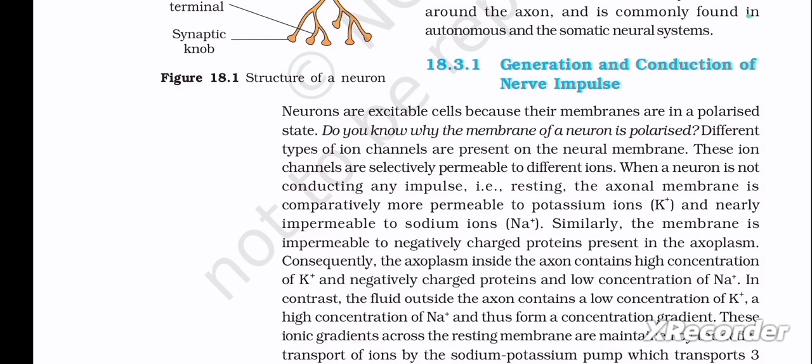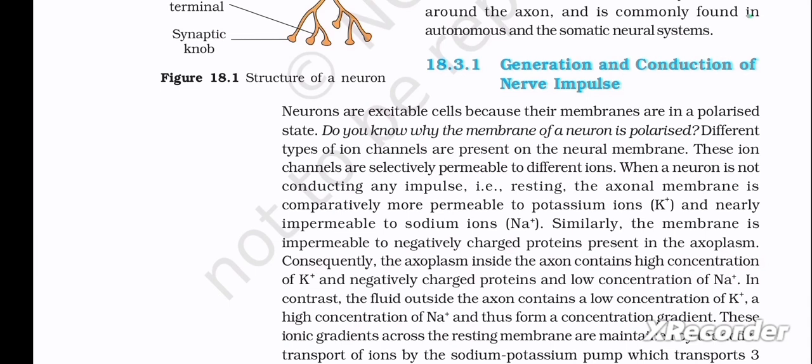Different types of ion channels are present on the neural membrane. These ion channels are selectively permeable to different ions. When a neuron is not conducting any impulse, that is, resting, the axonal membrane is comparatively more permeable to potassium ions and nearly impermeable to sodium ions. Similarly, the membrane is impermeable to negatively charged proteins present in the axoplasm.